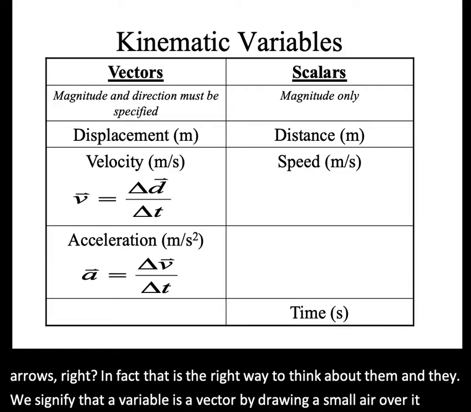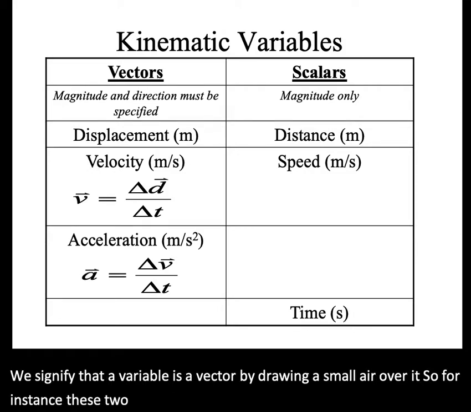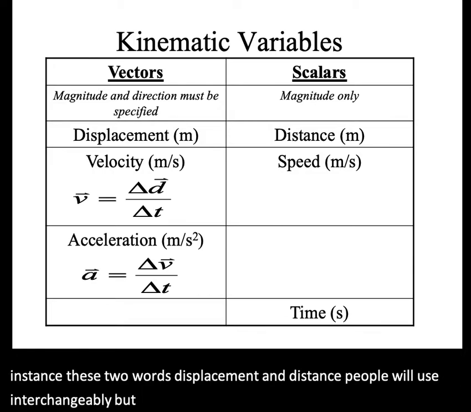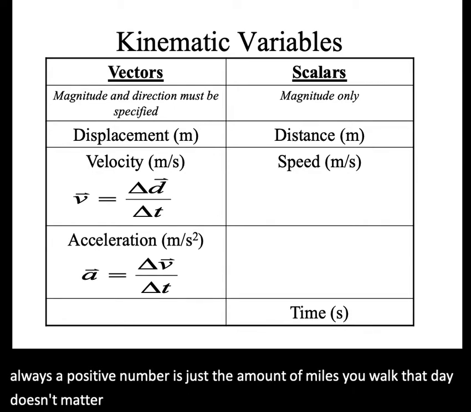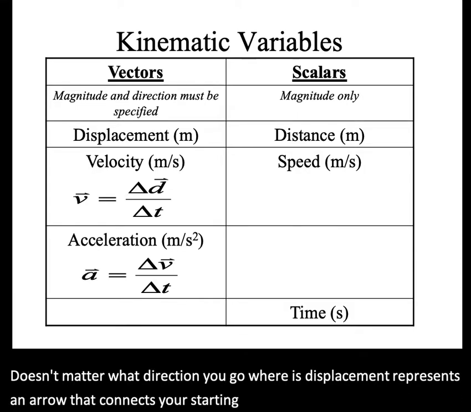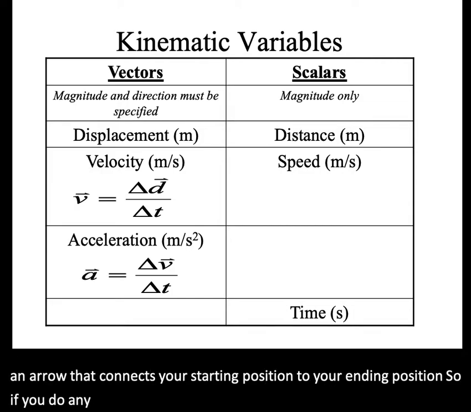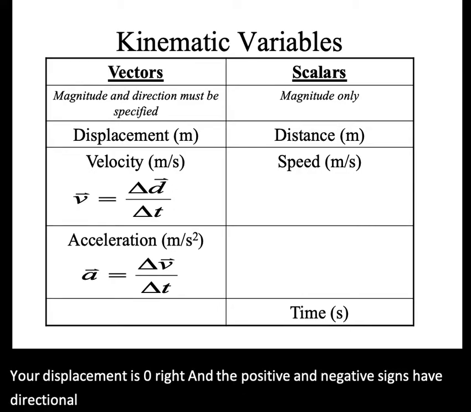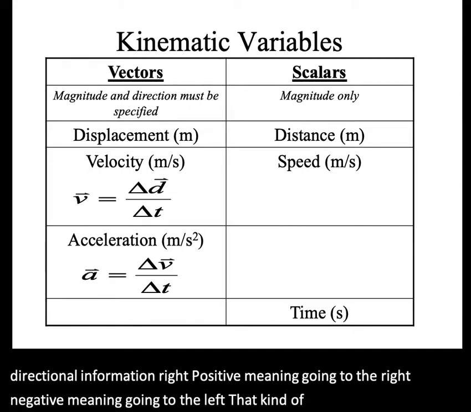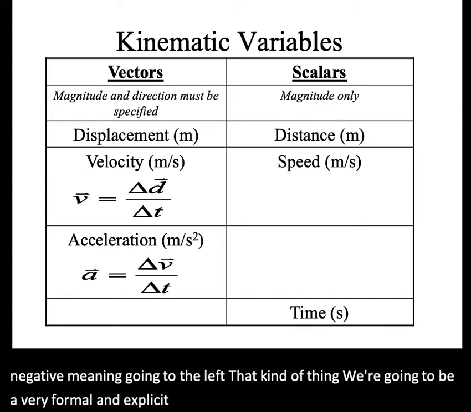So for instance, these two words, displacement and distance, people will use interchangeably, but the distinction is this: distance is technically always a positive number. It's just the amount of miles you've walked that day. It doesn't matter what direction you go. Whereas displacement represents an arrow that connects your starting position to your ending position. So if you do any kind of round trip, your displacement is zero, right? And the positive and negative signs have directional information, right? Positive meaning going to the right, negative meaning going to the left, that kind of thing. We're going to be very formal and explicit about vectors in the next unit.